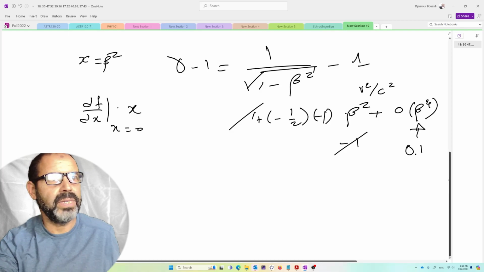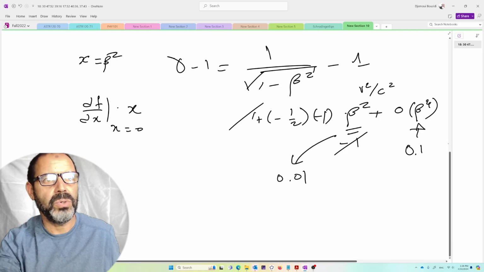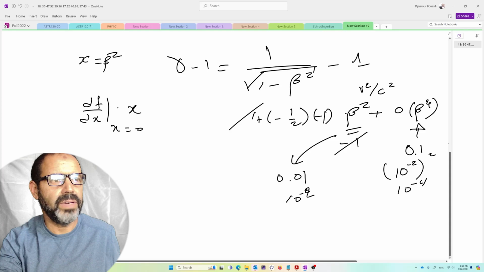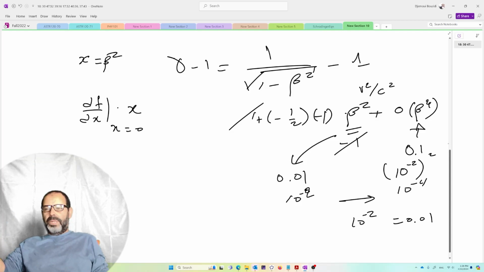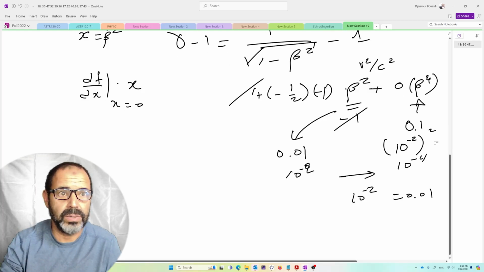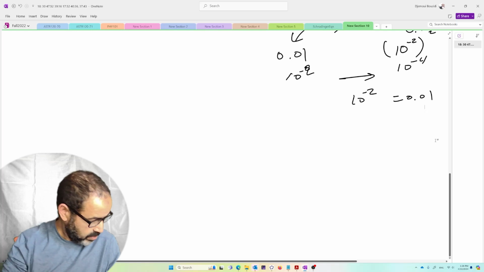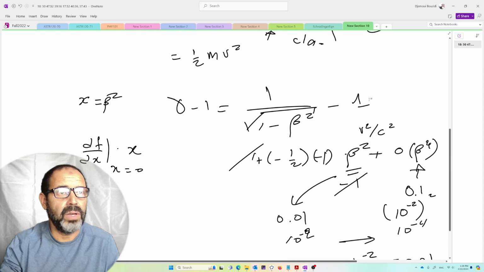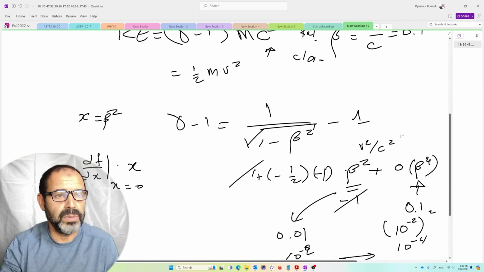The correction is going to be very tiny, because the kinetic energy is of the order of 0.01, and the first order correction is of the order of 10 to the negative 2 squared. So it's going to be 10 to the negative 4. Obviously 10 to the negative 4 divided by 10 to the negative 2 is 10 to the negative 2, and that is 0.01. You're not comparing it to beta, you're comparing it to beta squared, which is the kinetic energy in classical mechanics. So that's problem 30. It's of the order of 1% if the velocity is within 10% of the speed of light.